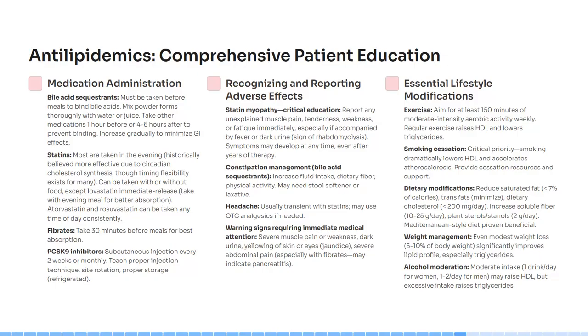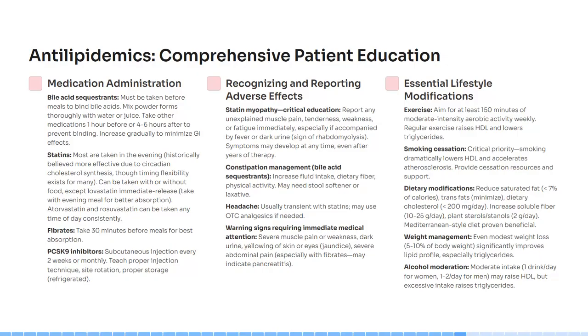Warning signs that require immediate medical attention: severe muscle pain, dark urine, yellowing of the skin or the eyes, because then they've got jaundice, right? Hopefully they don't wait that long to come and see you. Severe abdominal pain, especially with fibrates, because they may have a pancreatitis.